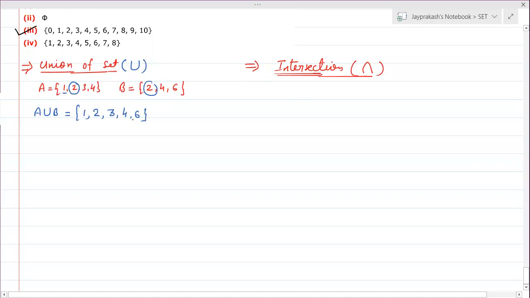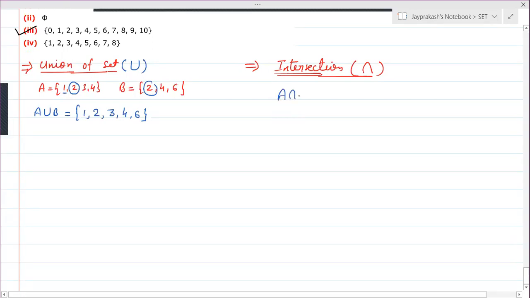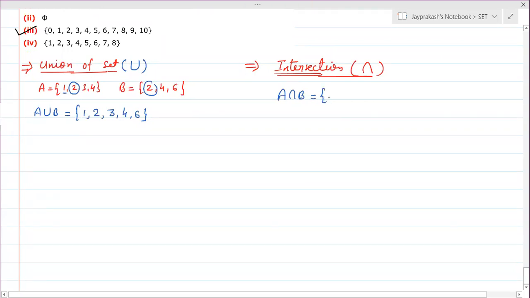This is the union. So simply, what we have to do is, if an element is common in both, we still write it once. And if it is not common in both sets, then again you have to write the particular element, either it is in A or in B. And while calculating the intersection of two sets, we will write only the common elements from both sets. You can see here the common elements are 2 and 4. So inside the intersection, we will write only 2 and 4.